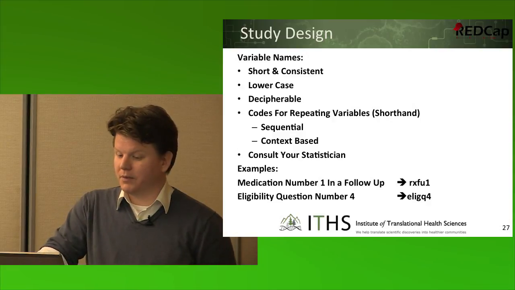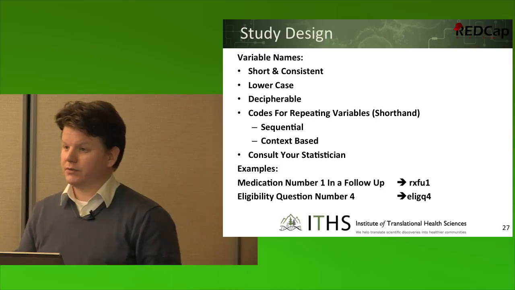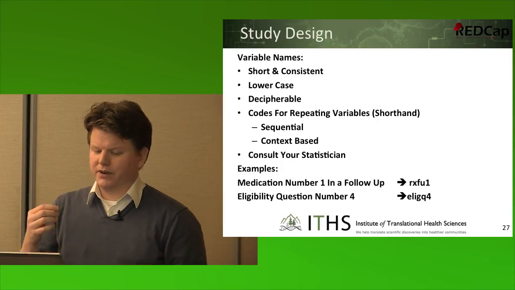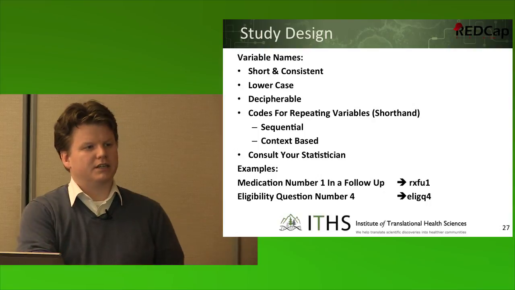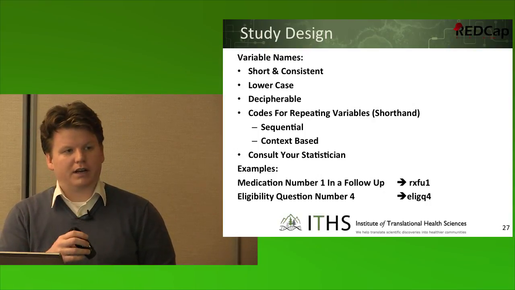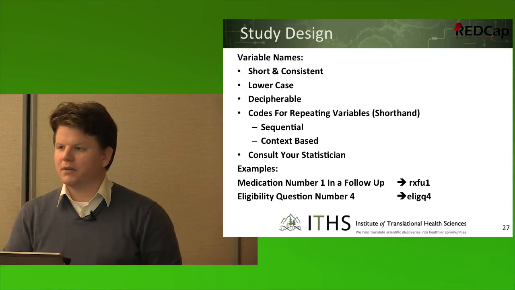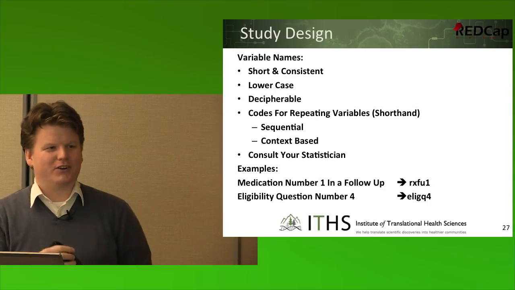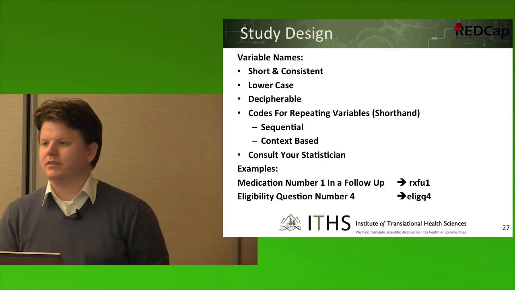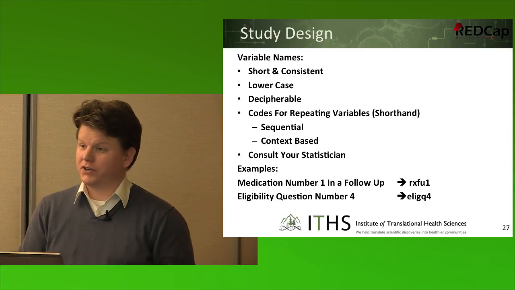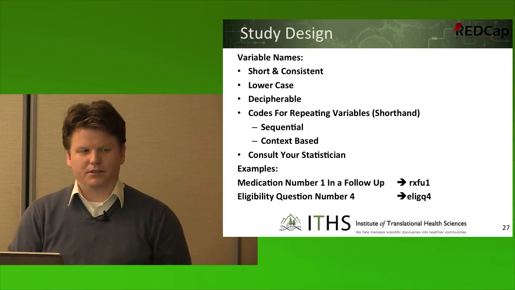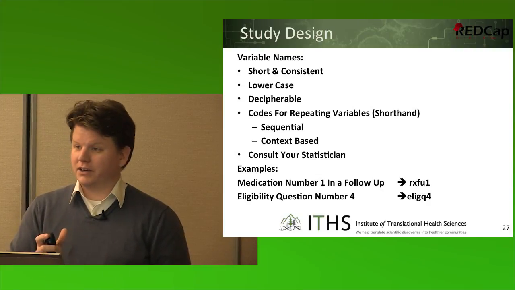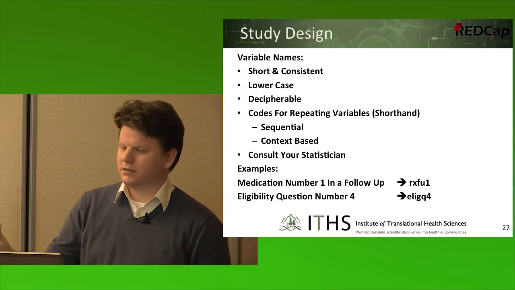Use codes for repeating variables, either shorthand, make them sequential and context-based. A good example of that is, for instance, if you have a medication list with 10 medications, naming all 10 variables roughly the same makes a lot of sense. So in this case, medication number 1 in a follow-up: RX FU1. FU stands for follow-up. Medication number 2 in the follow-up: RX FU2, etc. For most people in the medical profession, RX stands for medication, FU for follow-up is fairly easy to decipher, and the number 1 is the one. That way it's 5 characters instead of medication number 1 follow-up, which is close to 20.